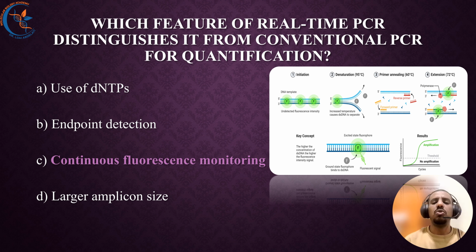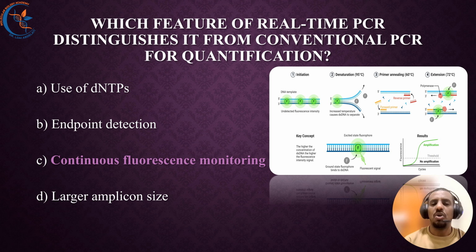The correct answer is continuous fluorescent monitoring. Actually, real-time PCR allows DNA quantification as the reaction progresses, using fluorescent signals to track amplification at each cycle. In contrast, conventional PCR detects DNA only at the final stage, making it less precise for quantification.